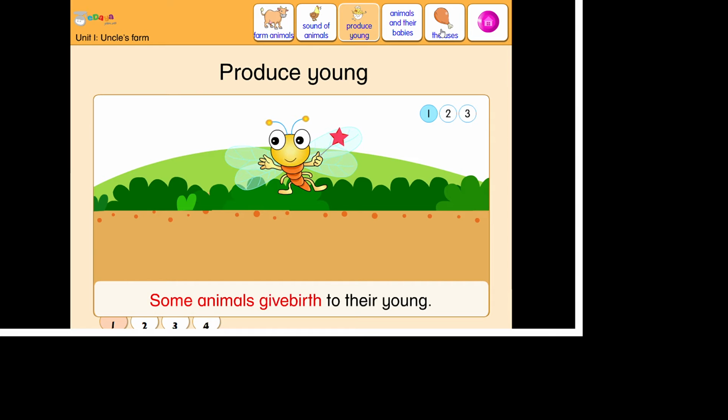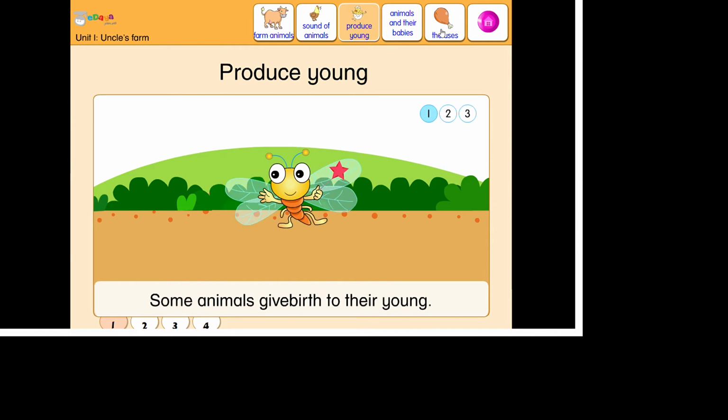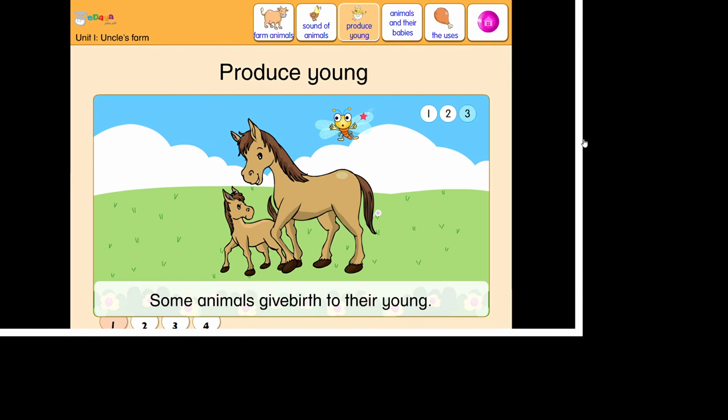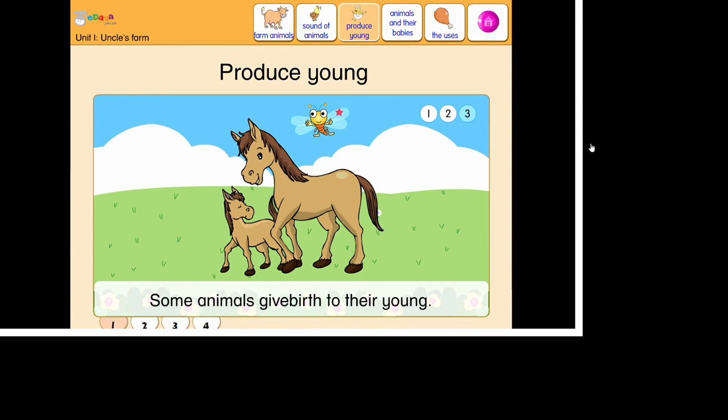Some animals give birth to their young. They give birth directly to little animals that look like their mothers. A cow gives birth to a calf. A horse gives birth to a foal.